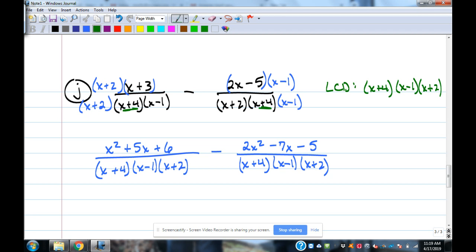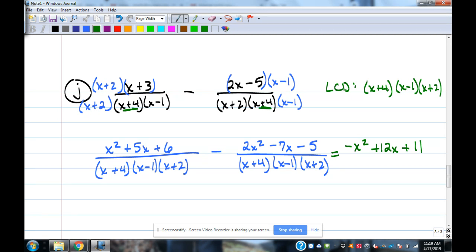Now let's do the easy math, the subtraction, which unfortunately is where most people make mistakes. What's it going to be? Negative x squared. Most people get that part right. Why is it plus 12x? Minus a negative. So it's 5x minus negative 7 is plus 12x. Good. 6 minus negative 5 would be plus 11.